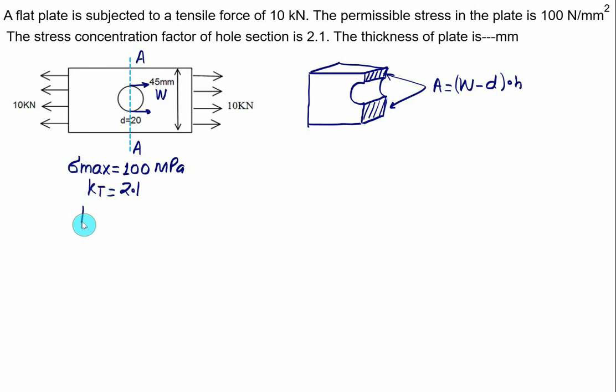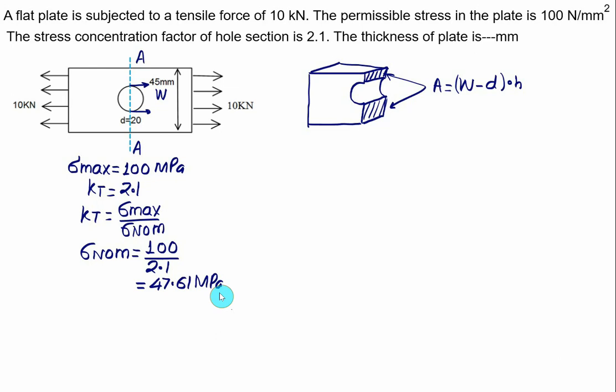So we know Kt is equal to sigma max divided by sigma nominal. In this case, we have sigma nominal equal to 100 divided by Kt, that is 2.1. So the nominal stress produced in this case is approximately equal to 47.61 megapascal.